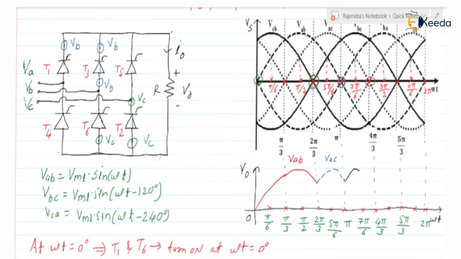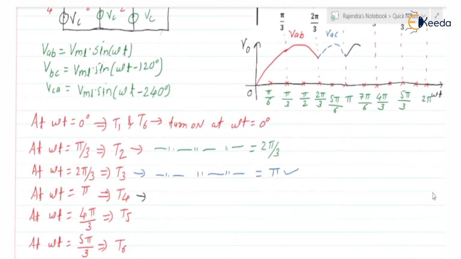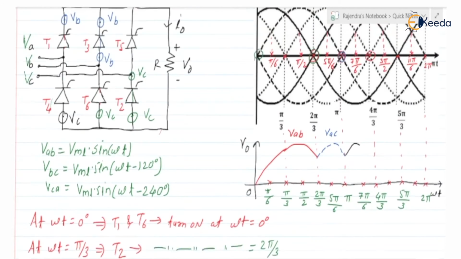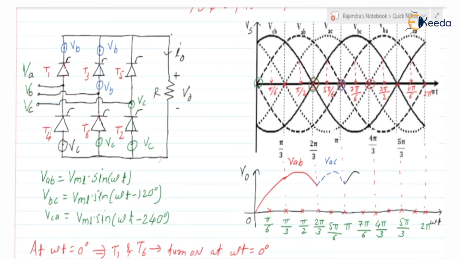What is the voltage at the anode of T4? T2 is in the on state, so here it is VC. So at the anode of T4 the voltage is VC, at the cathode the voltage is VA. Please check VC minus VA, that is VCA, at omega t is equal to pi. At omega t is equal to pi, VCA is negative, right?